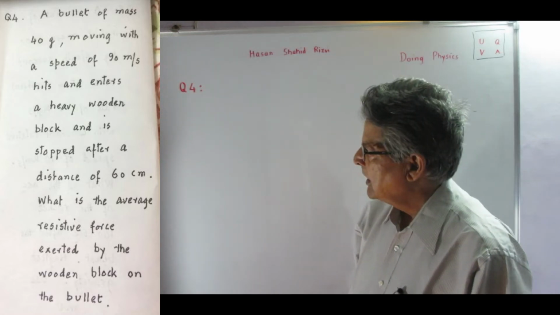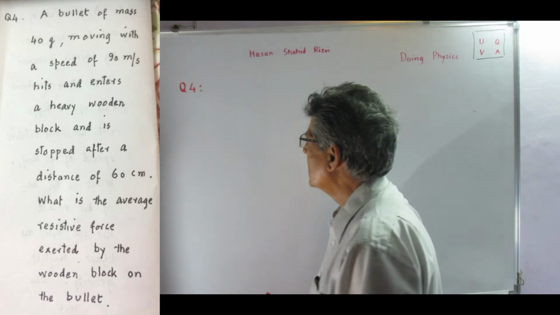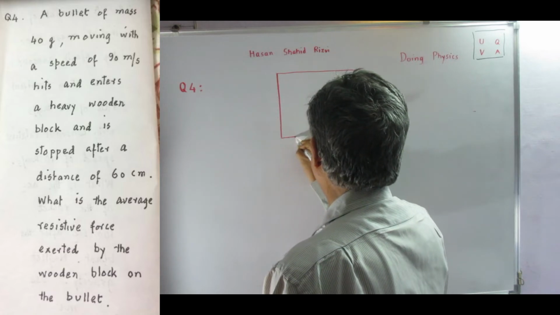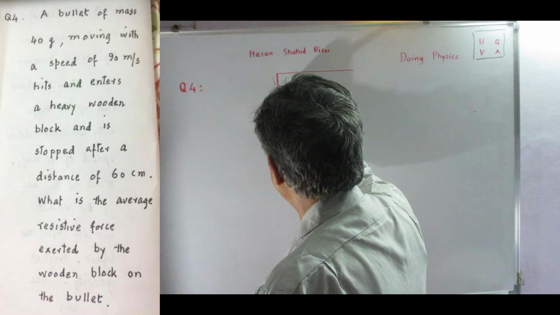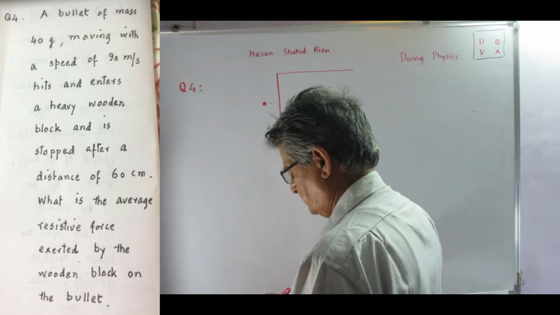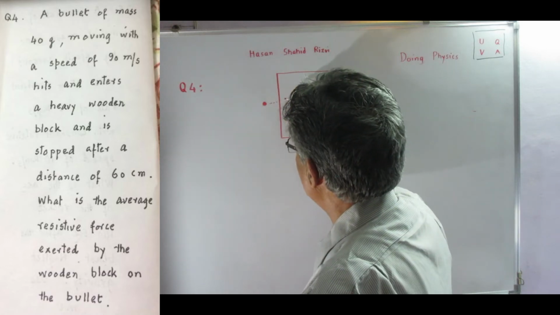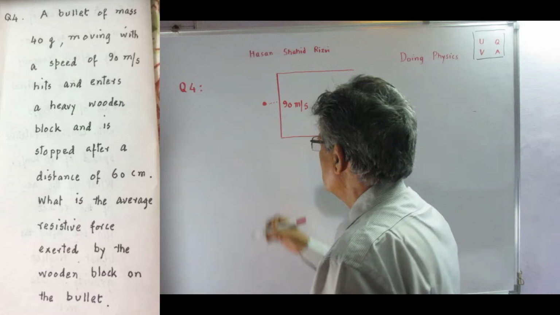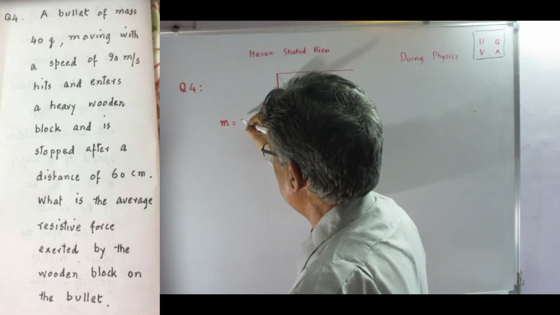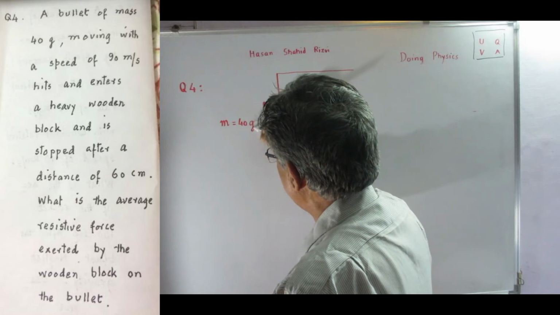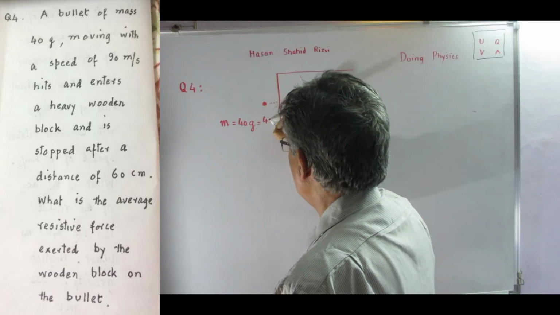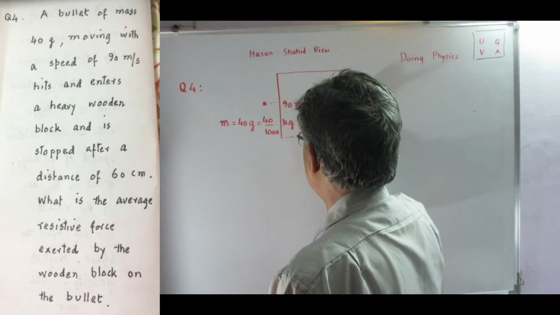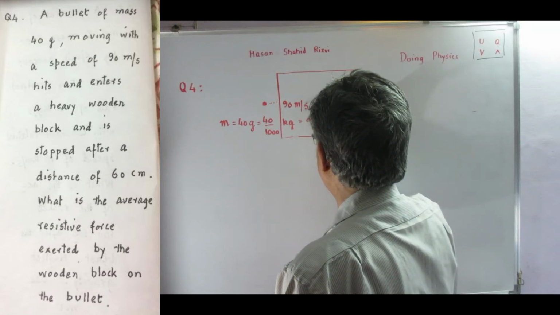So this is the question, and now let us say the question in our own way. The bullet hits a wooden block. So I just make the bullet and it hits the block with an initial velocity of 90 meters per second. The mass of the bullet is m is equal to 40 grams, which I readily make in kilograms: 40 divided by 1000 kilogram is equal to 0.04 kilogram. Easy.